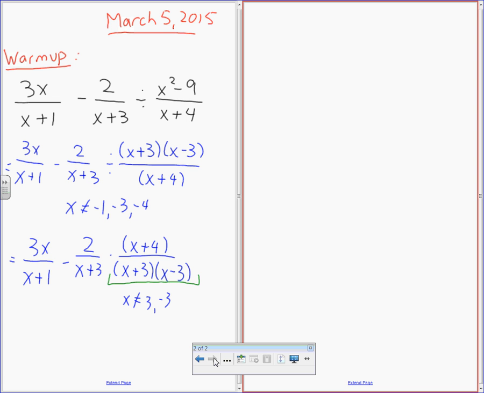Okay, so what this is going to turn into, hopefully, now, is a mess. Oh, sorry, guys. So it's going to equal 3x over x plus 1 minus 2x minus or plus 8 over x plus 3. Oh, yeah. Oh, sorry. I don't think I'm going to simplify this out because this is a nightmare. 2 times x plus 4.